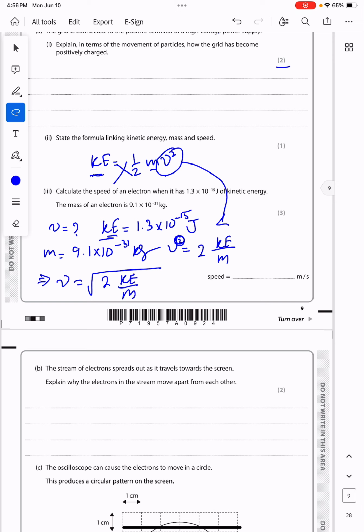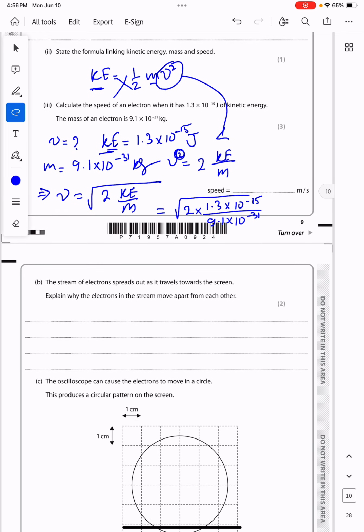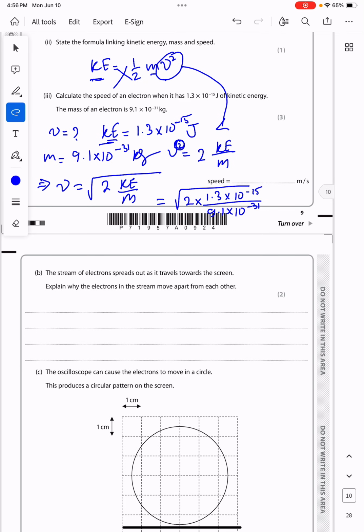And now all you have to do is substitute it correctly. Do I have a space for it? Let's try to do it here. So 2 times kinetic energy is 1.3 times 10 to the power 15. This is over the mass, which is 9.1 times 10 to the power minus 31. And you use your calculator to find the answer. Just find the answer, and you're gonna get 3 marks.